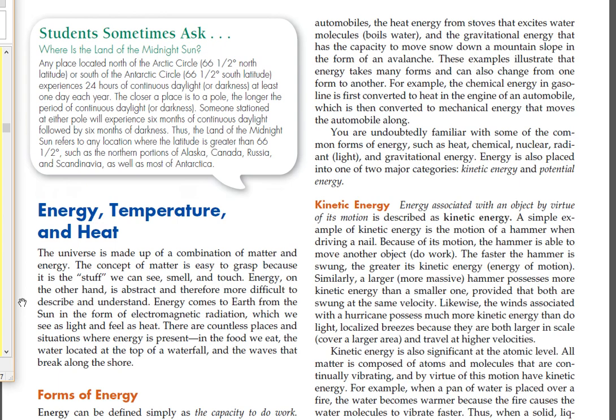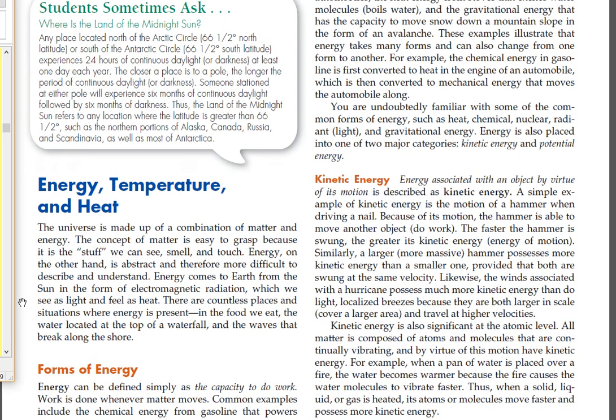Energy comes to Earth from the Sun in the form of electromagnetic radiation, which we see as light and feel as heat. There are countless places and situations where energy is present, in the food we eat, the water located at the top of a waterfall, and the waves that break along the shore.